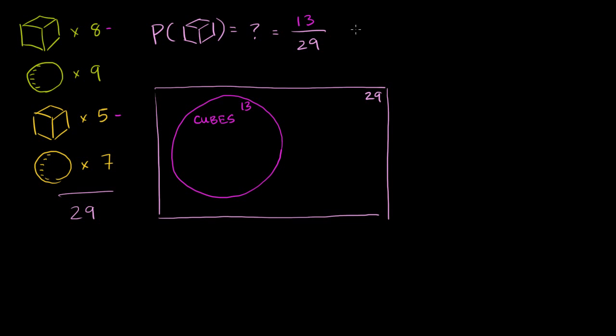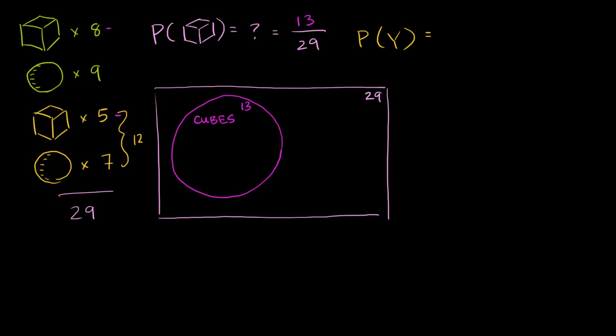Now let's ask a different question. What is the probability of getting a yellow object, either a cube or a sphere? So once again, how many things meet our conditions here? Well, we have 5 plus 7. There's 12 yellow objects in the bag.